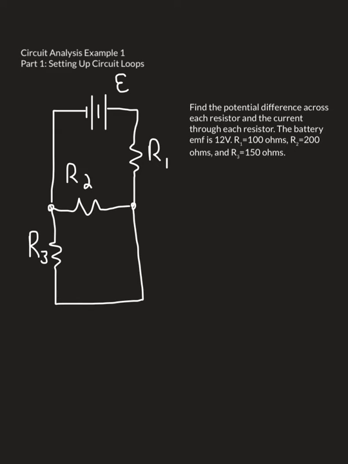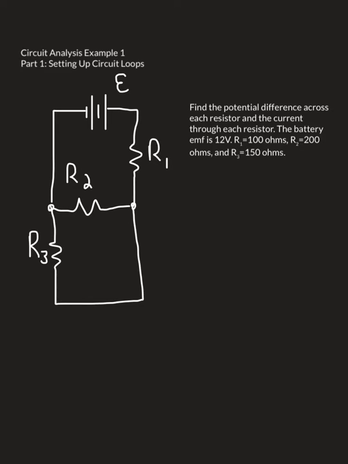This circuit analysis example will show one method for analyzing a circuit containing resistors in parallel and in series. A different method of analyzing the same circuit will be shown in circuit analysis example number 2. To start with, begin to think about the current through each of the resistors.